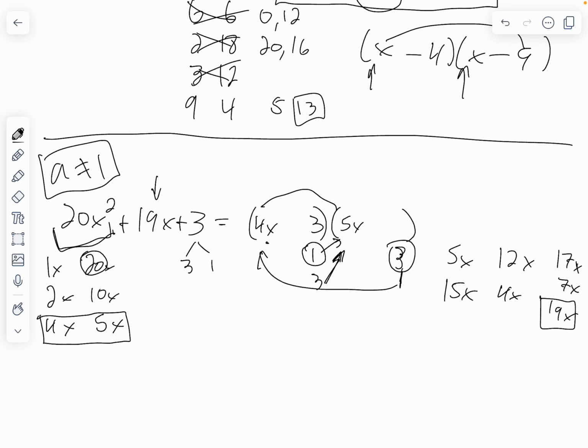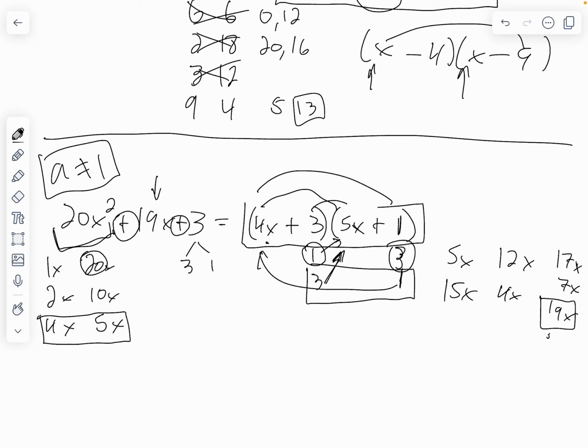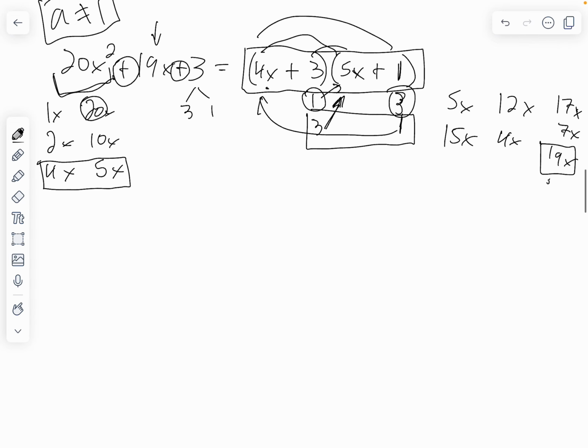Now when I put a 3 here and I put a 1 here, so I'm using this guy down here, that's going to give me a 15x, and it's going to give me a 4x, which gives me 19 total. So it looks like everybody's happy here being positive, right? Because we get a positive 3 and a positive 19 when we FOIL it out. You can FOIL it out again, check my work, see if it works out, but that should be our factoring for 20x squared plus 19x plus 3.